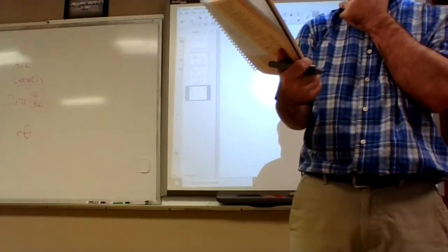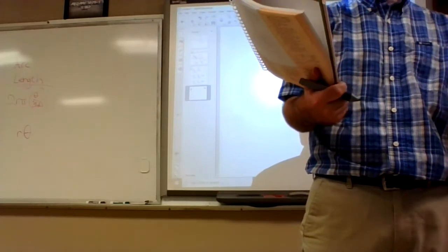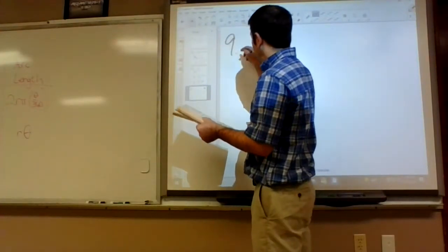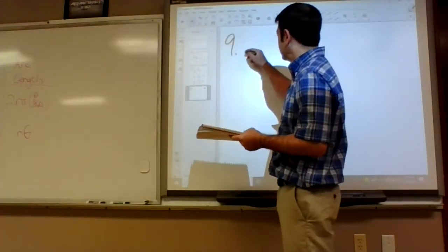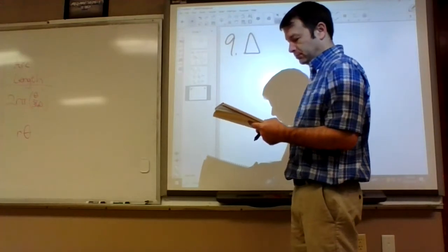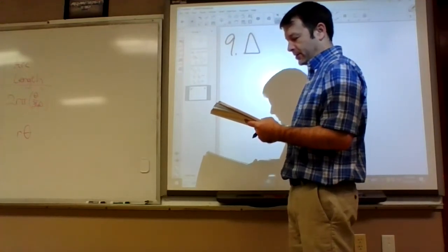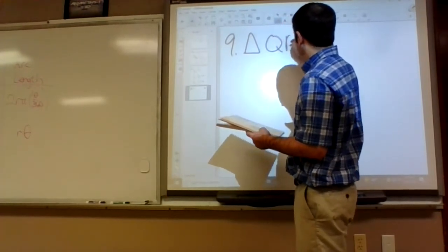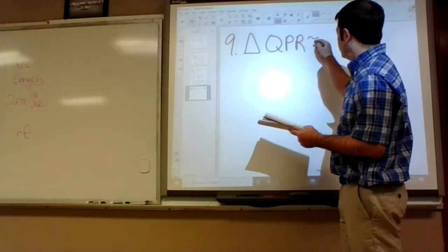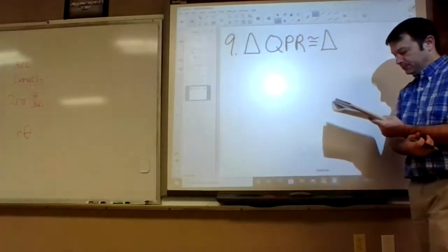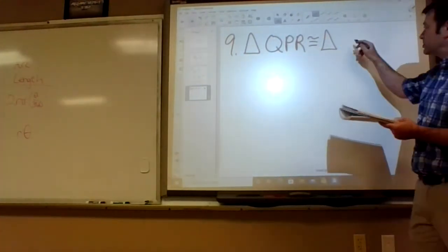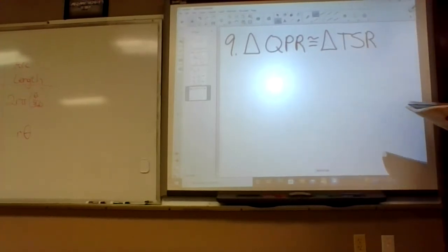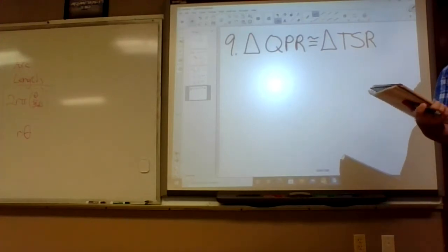All right, so they're telling us the triangles are congruent, so let's just start with the triangles are congruent. What order should I do the letters in? How about if I go, let's say QPR, that would be congruent to triangle what? TSR. Sometimes they're upside down from each other.